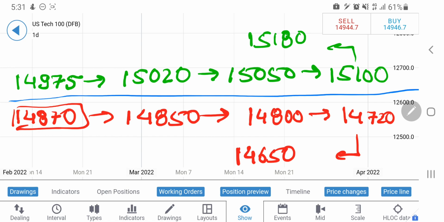It can go till there also, but these are markets. Anything is possible. It can show you a rise and it can show a drop also, but trade with the levels, trade with the stop loss, and then only you can profit. This is all from my side for NASDAQ 100.